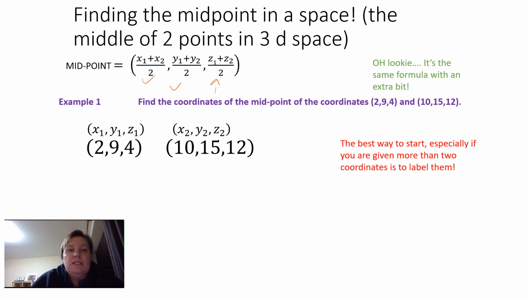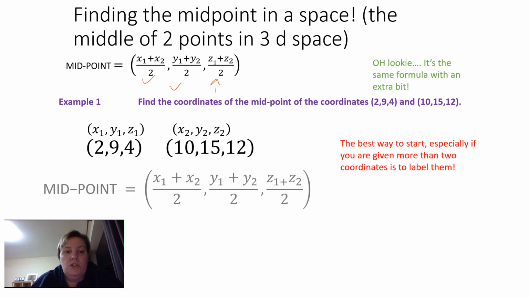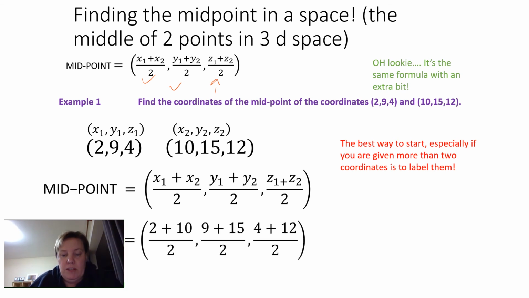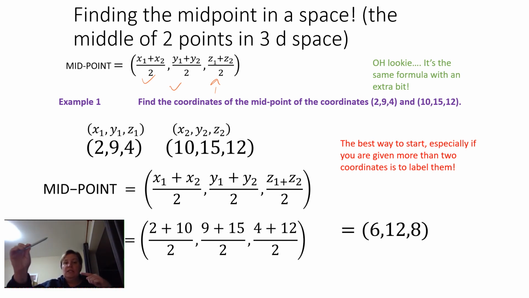So 2 plus 10 divided by 2, 9 plus 15 divided by 2, 4 and 12, divided by 2. So you should see that in the formula. There, I've done that beautifully. Again, be very careful with my calculator. You should find out that that is 6, 12, and 4 and 12, of course, is 16 divided by 2 is 8. So if you have 2 points in 3-dimensional space, not 2, I apologize. If I found the midpoint between them, that would be at 6, 12, and 8. Good luck.